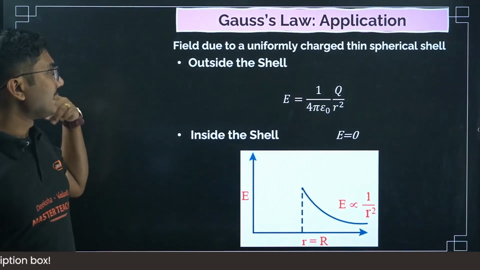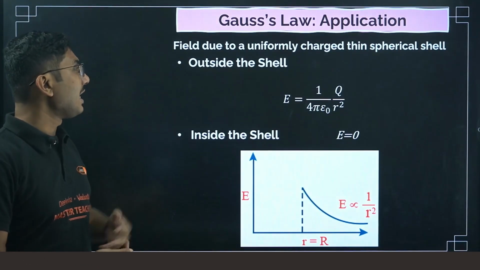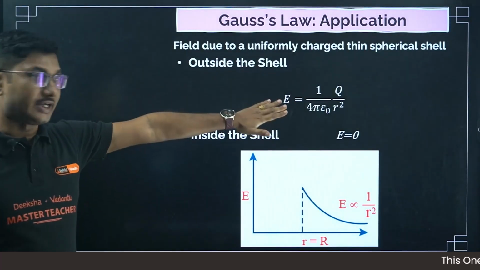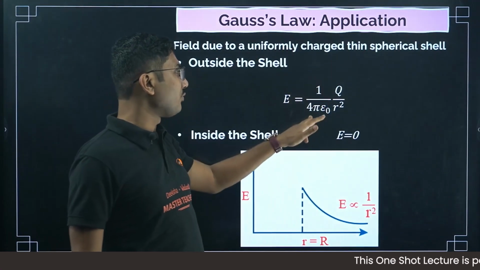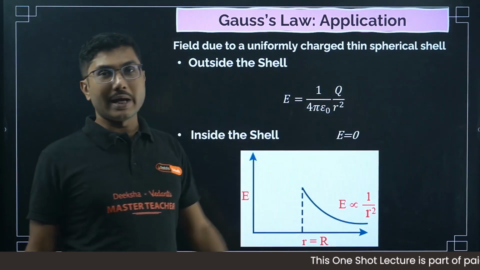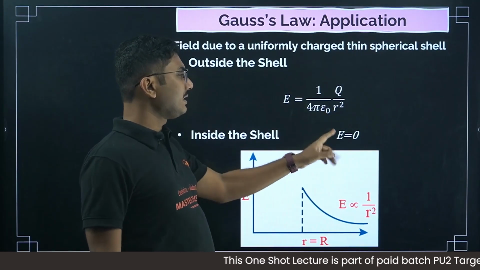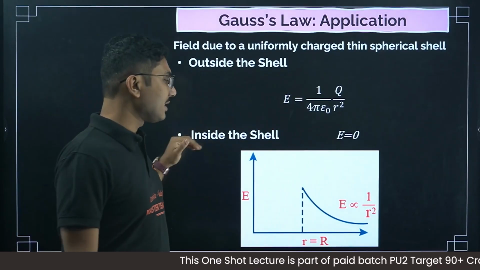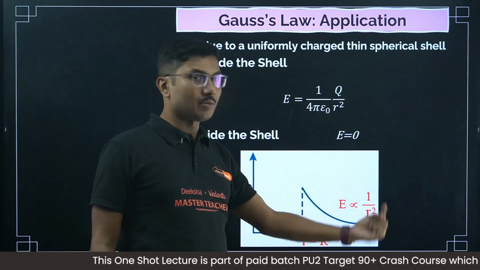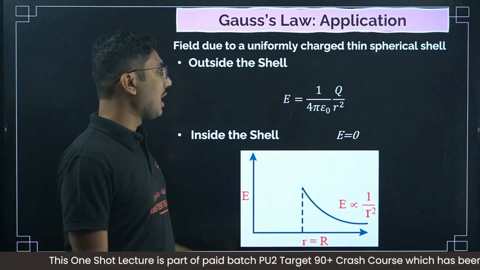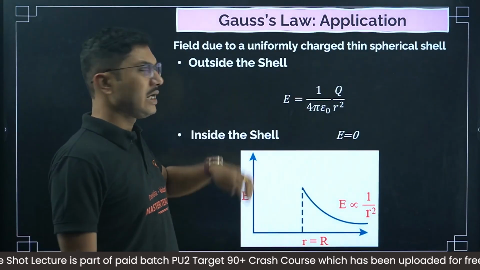Okay, next is electric field due to a spherical shell. Outside the spherical shell, the electric field is given by 1 by 4 pi epsilon naught q by r square, whereas inside the shell it is 0. Inside the shell electric field is 0, outside the shell it is proportional to 1 by r square. So E equals 1 by 4 pi epsilon naught q by r square.